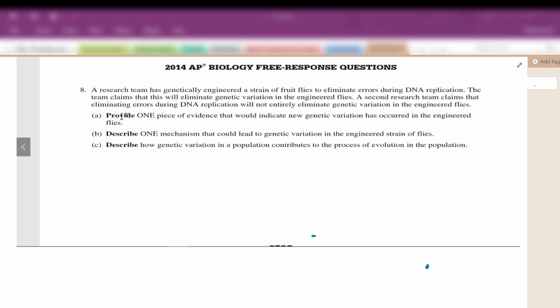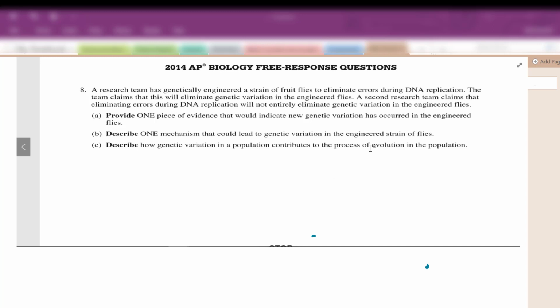So question number 8 says a research team has genetically engineered a strain of fruit flies to eliminate errors during DNA replication. The team claims that this will eliminate genetic variation in the engineered flies. A second research team claims that eliminating errors during DNA replication will not entirely eliminate genetic variation in the engineered flies. Part A says to provide one piece of evidence that would indicate a new genetic variation has occurred in the engineered flies.